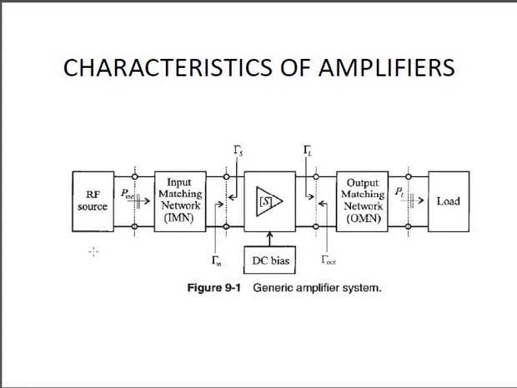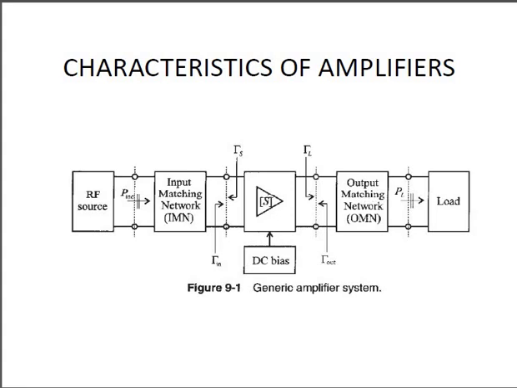So see here, this is the complete amplifier block, and here we have the amplifier system. It is represented by the S matrix, and here we have the RF source, and the load is connected. Between the RF source and the amplifier we have an input matching network. It is going to match the impedance between the RF source and the amplifier, and there is another matching network connected between the amplifier and the load. So this is going to match the impedance between the load and the amplifier.